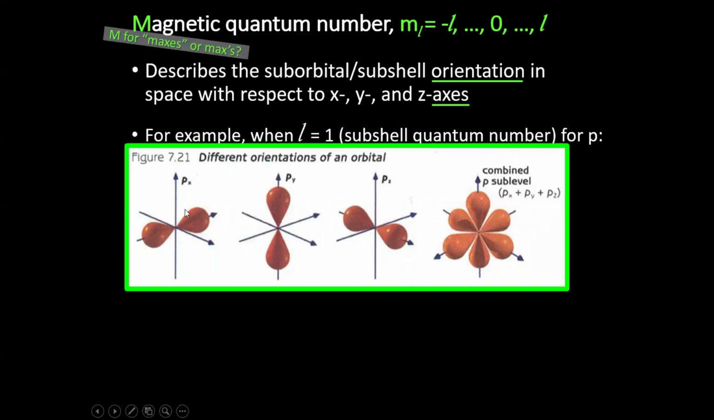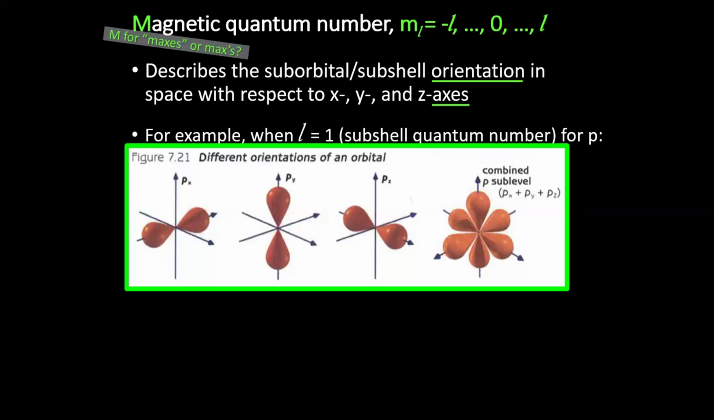So if L was 1, then we know it was one of the p orbitals. The choices for when L is 1 are -1, 0, and +1. So if it's the p orbital along the x-axis, it's -1. If it's the p orbital along the y-axis, it's 0. And if it's the p orbital along the z-axis, it is +1.